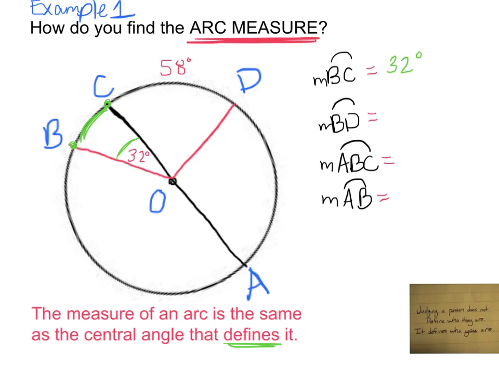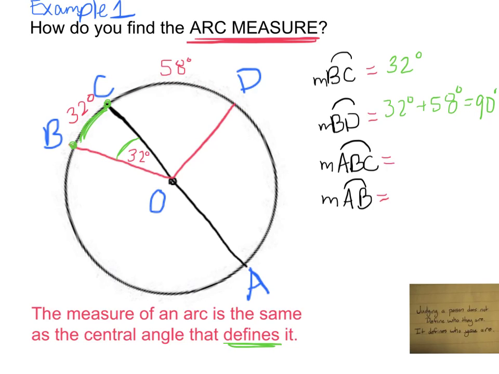Now BD goes all the way from here to here. So BD is this arc. Now that should be pretty easy because we just learned that this is 32 degrees. So if they want us to find this entire measure, then it's going to be 32 degrees plus 58 degrees, which is 90 degrees. Okay, so all I did is I added these two together.